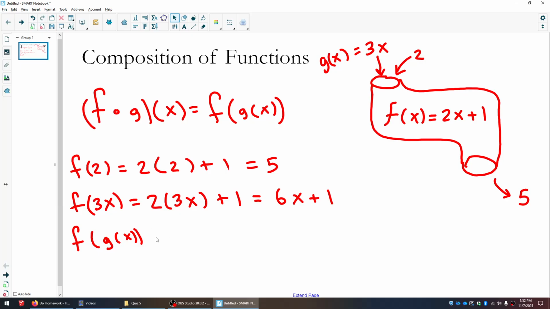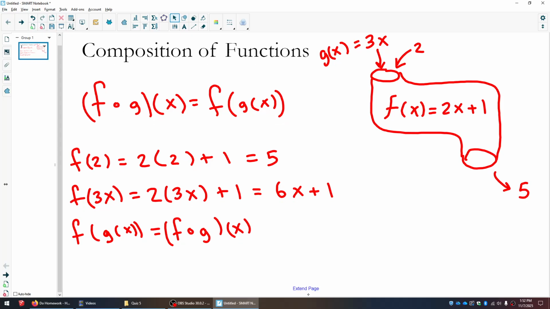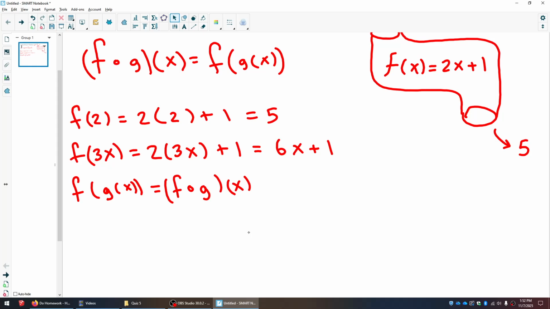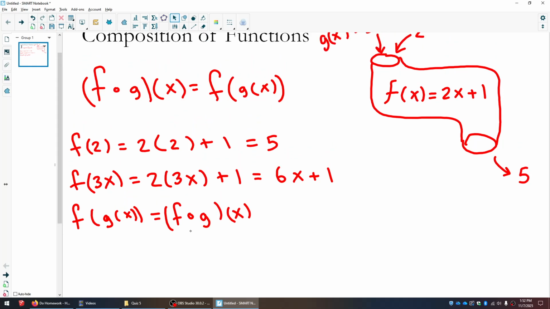Well, we have a special notation for that. That's what I have written up here. It's f circle g, and then we have x over here. These two things mean exactly the same thing. Now, I do want to show you something interesting here. You might ask yourself, can I do something like f circle g of 2? What would that mean?